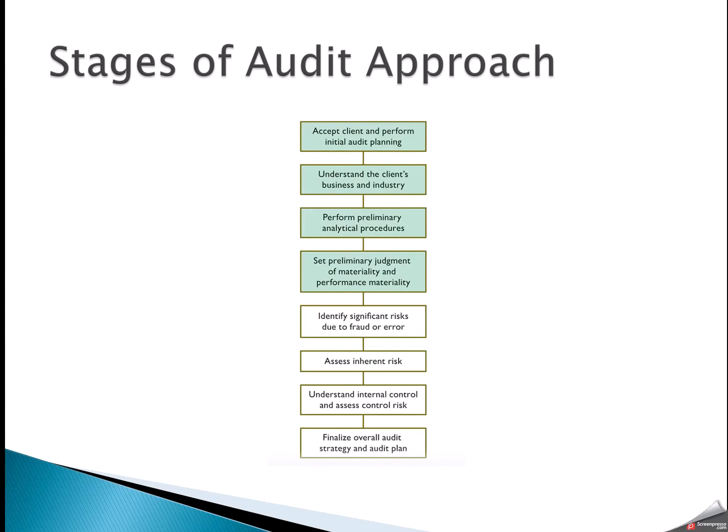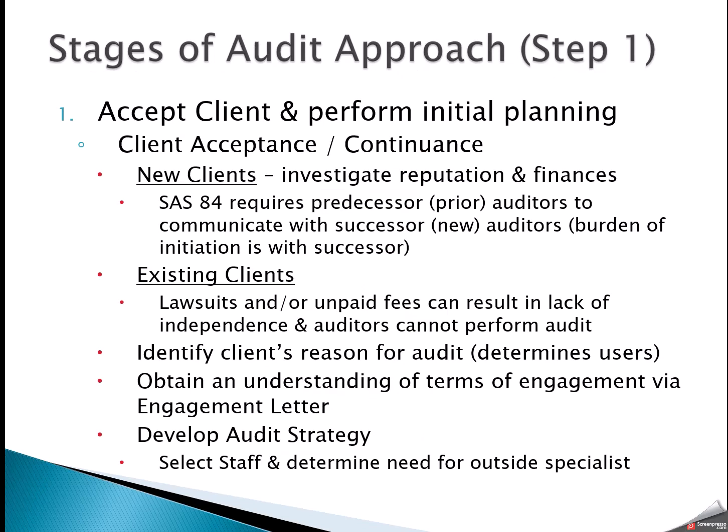So here's the stages, and really these stages are going to go through the next few chapters. So what's in green is what we cover in this chapter, which is the first 4 stages of the audit. So we'll talk about accepting the client and performing that initial planning, understanding the client's business and industry, performing preliminary analytical procedures, and then setting a preliminary judgment of the materiality, and then the performance materiality, which kind of takes it down to the account level. So that first step is accepting the client and performing that initial planning.